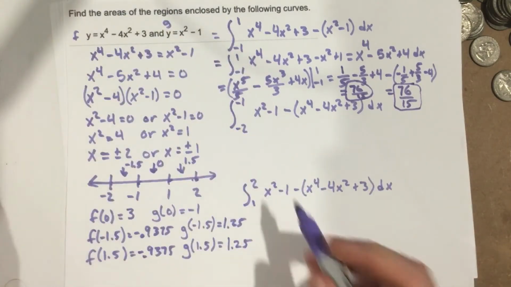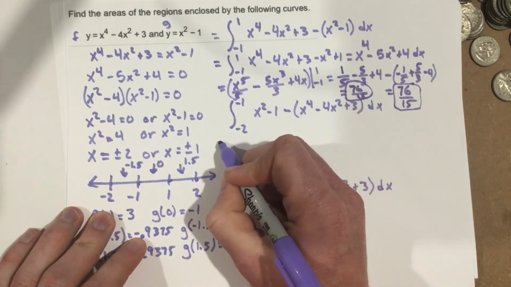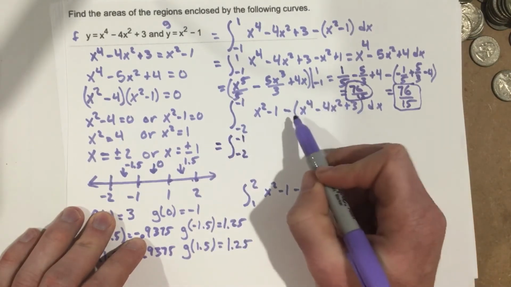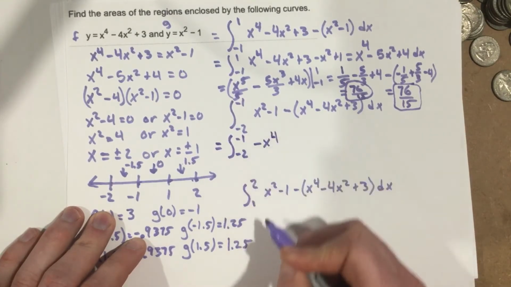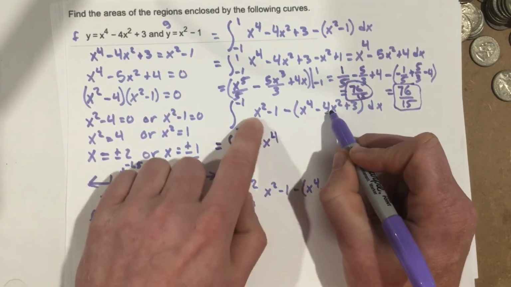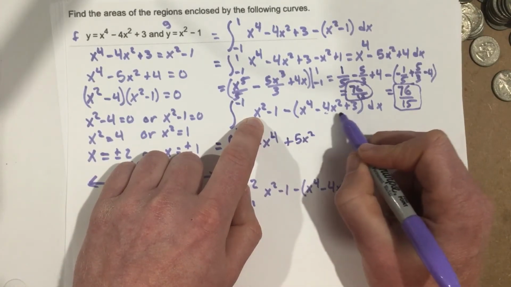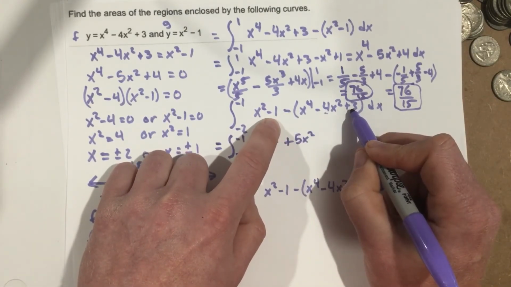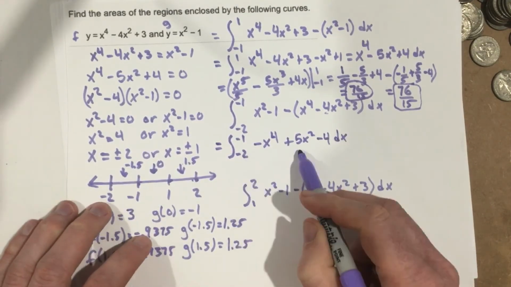So now I can do the integration for this one. I'm going to skip a step here just so I can save myself some room. I'm going to get the integral from -2 to -1. When I distribute the negative to x to the fourth, I'll write that as -x to the fourth. Distribute the negative to the -4x squared, that's +4x squared. I already have 1, so that's going to be +5x squared. And then I distribute the negative to the 3, that's -3 and -1, which is -4 dx.